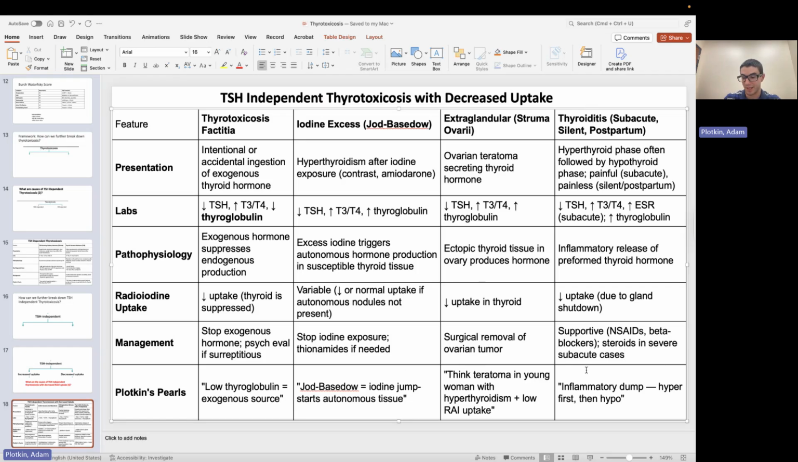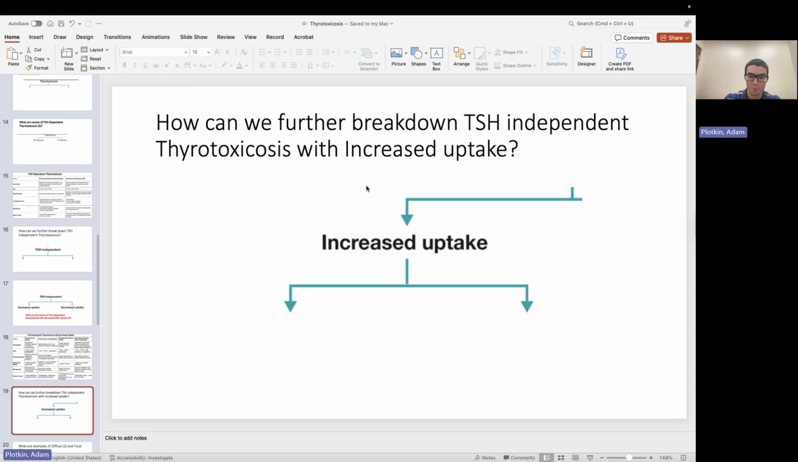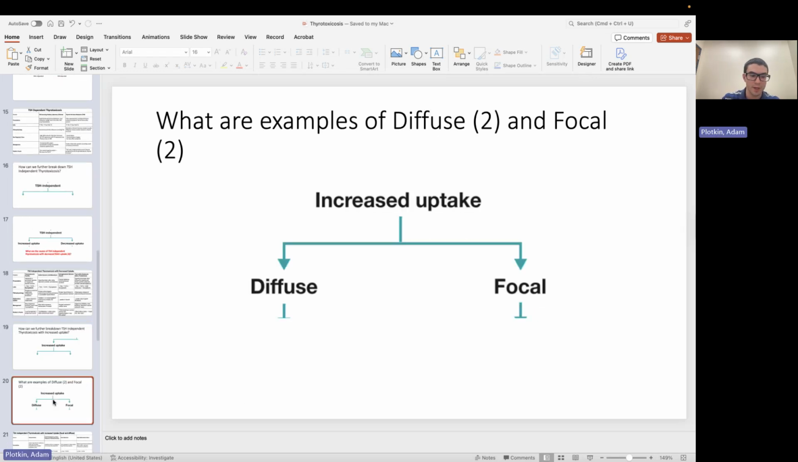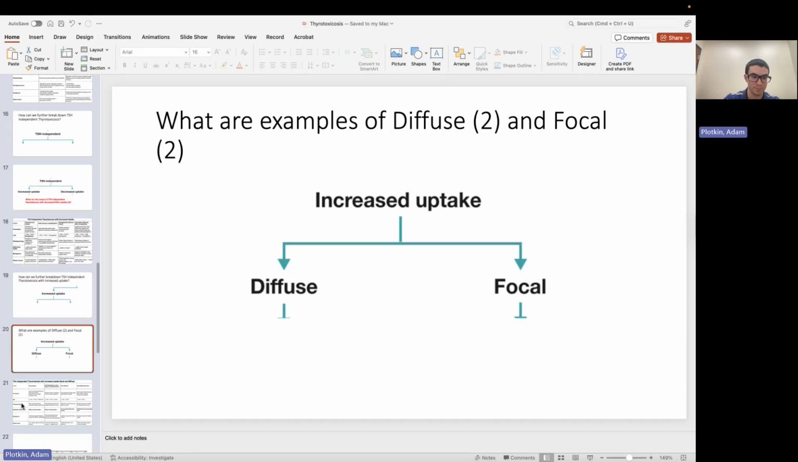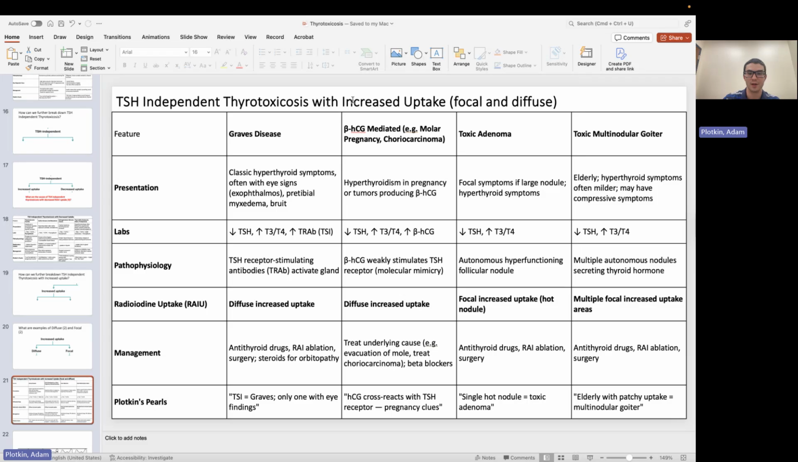So my pearl for this one is it's an inflammatory dump. You get hyperthyroidism first and then hypothyroidism. All right, almost done. So how can we further break down TSH independent thyrotoxicosis with increased uptake? I can break it down two ways. All right, so we can break it down into diffuse uptake of the radioactive iodine or focal uptake of the radioactive iodine. So let's think about TSH independent thyrotoxicosis with increased uptake, both focal and diffuse.